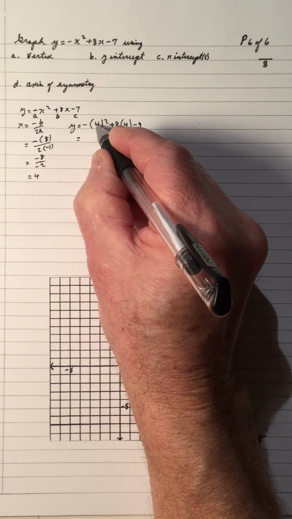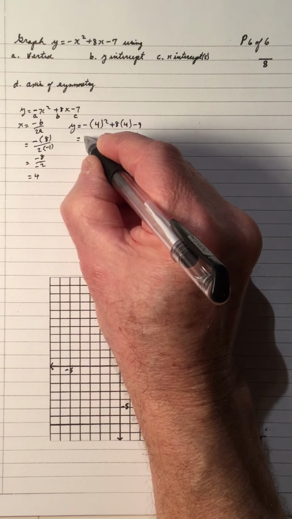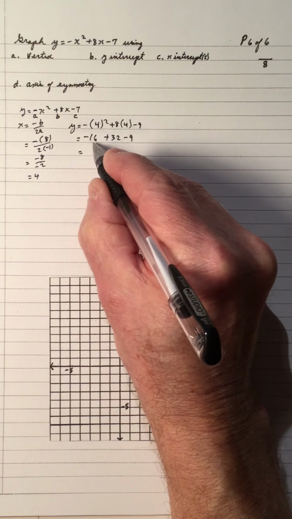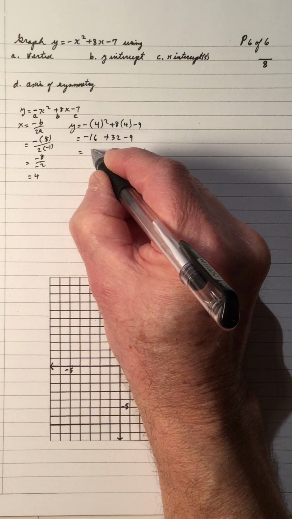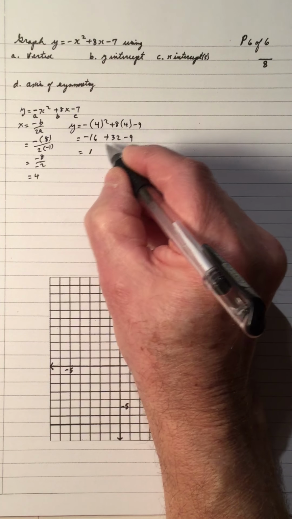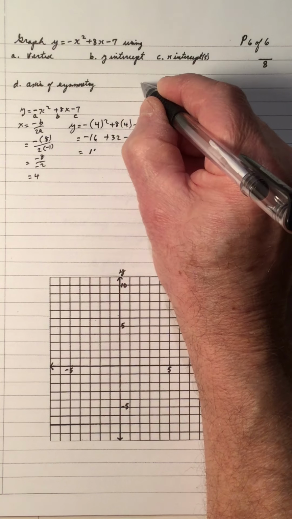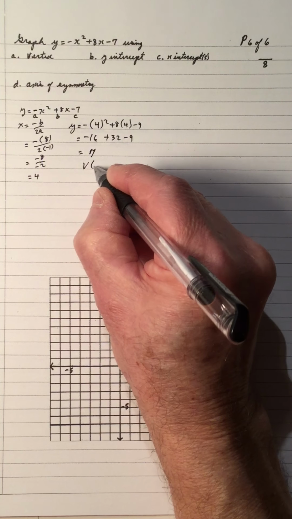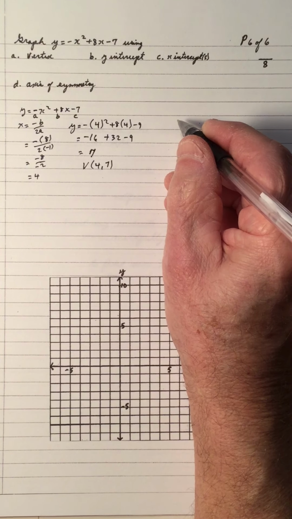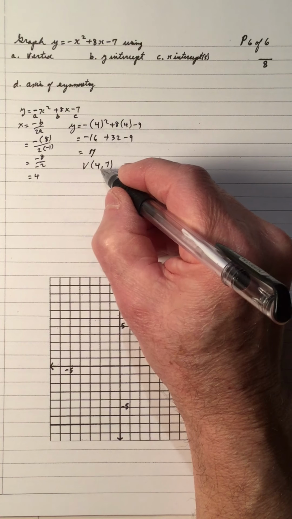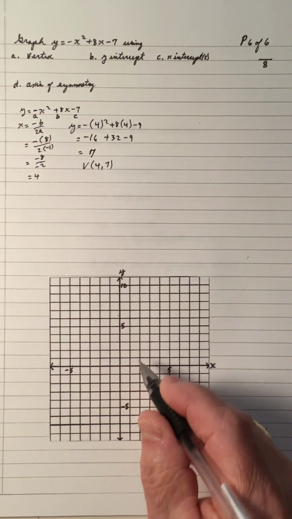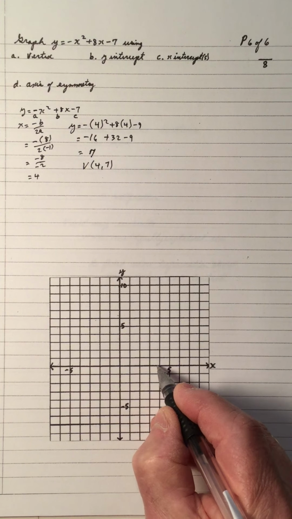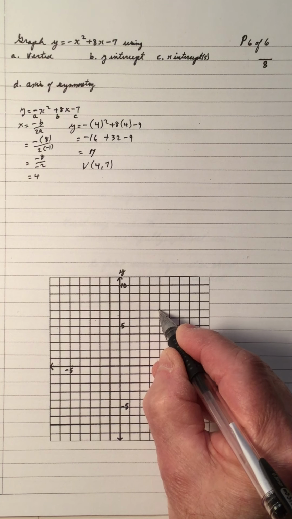And that's 4 squared is 16. I square first to get 16, then I make it a negative. Negative 16 plus 32 minus 9. So 16 and 9 is a plus 7. So the vertex is 4, 7. So let's go down and plot the vertex. The vertex is x is 4, 1, 2, 3, 4, and y is 7. So there's the vertex right there.